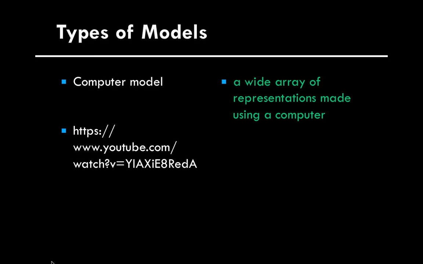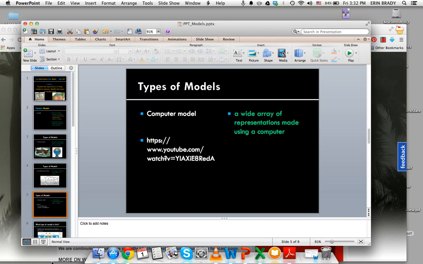The last type of model we're going to talk about today is a computer model. And that's just what it sounds like. It's going to be an array of different types of representations made using a computer. So let's take a second and see an example of one.